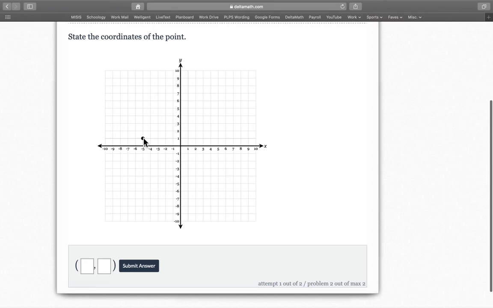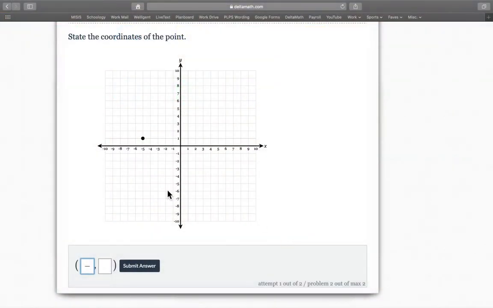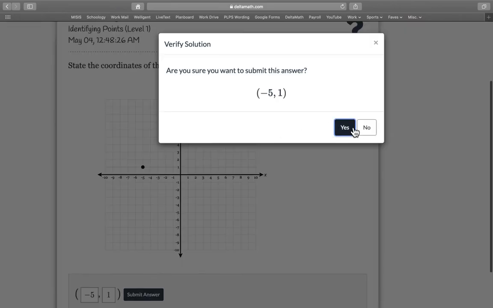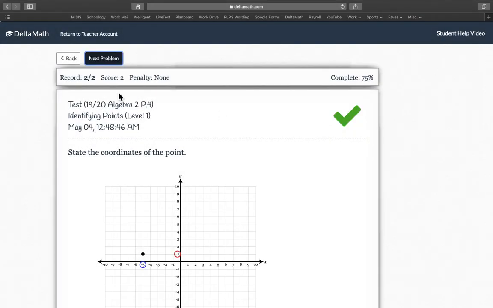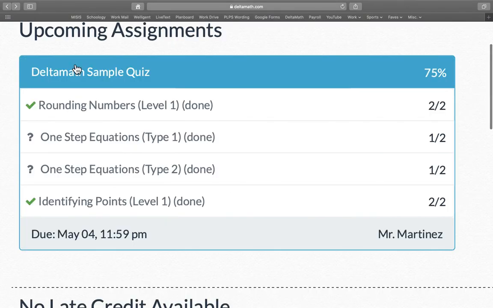Identify -5, comma 1. Again, remember, you're not going to see these problems in the quiz. This is just a sample. -5, comma 1. I hit yes. I got it right. Next problem. I'm done with this section. I go back. I look at done, done, done, done. I am done with this quiz.